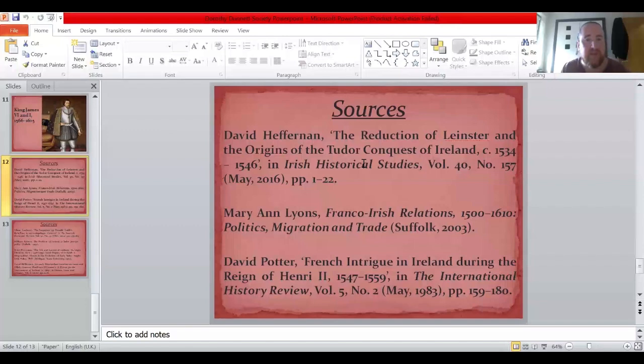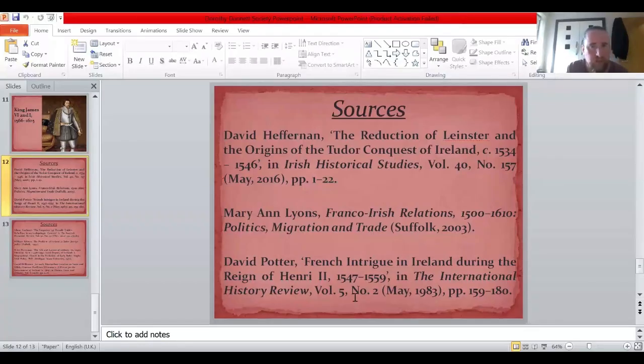The most comprehensive study of Franco-Irish relations during the 16th century is Mary Ann Lyons' Franco-Irish Relations, 1500 to 1610. The earlier chapters explore an awful lot of this interaction of the O'Connors with the French court. But it also goes on to explore later connections as well, right until the 1580s and the 1590s. As I say, there's a lot of detailed information there on the O'Connors.